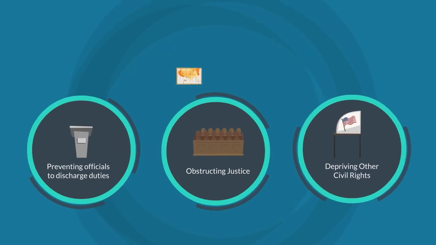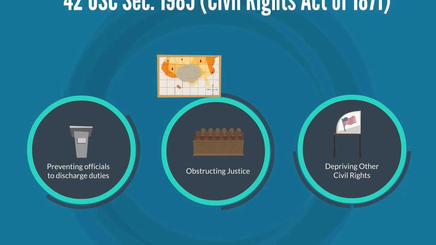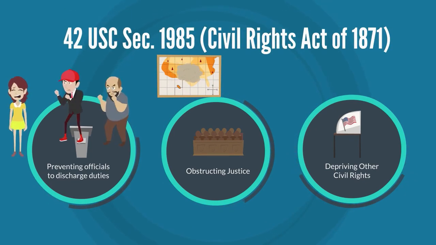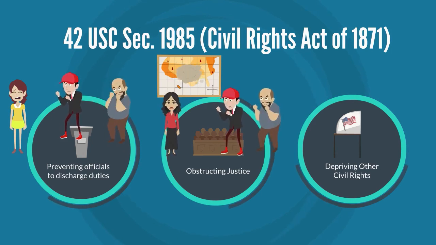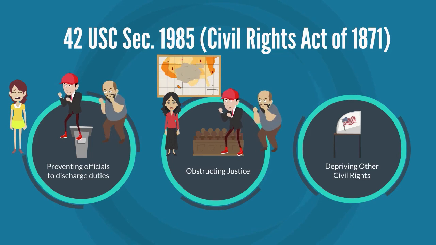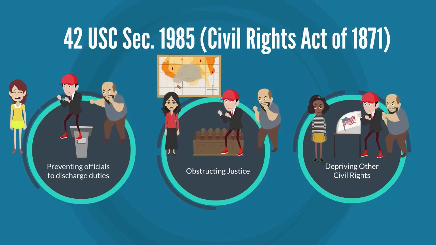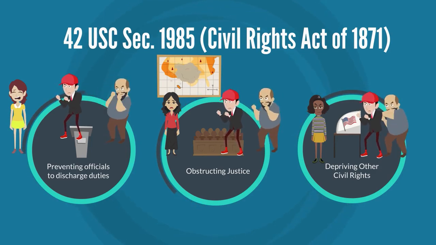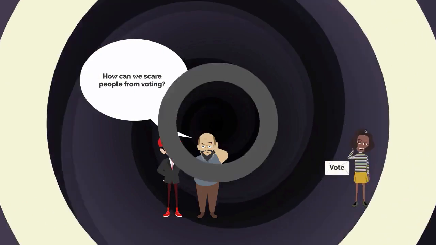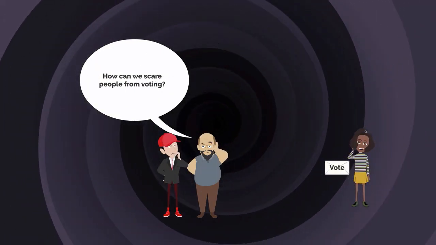Among other things, the law criminalizes conspiracies among two or more people to prevent government officials from discharging their obligations. The law also criminalizes conspiracies among two or more people to obstruct justice, for example, to prevent someone from serving on a jury. And the law also criminalizes conspiracies to deprive people of other civil rights, such as the right to vote. Plaintiffs have relied on this law in recent civil litigations.